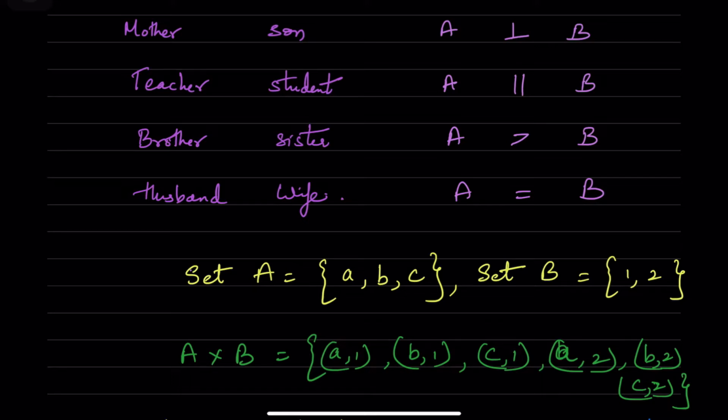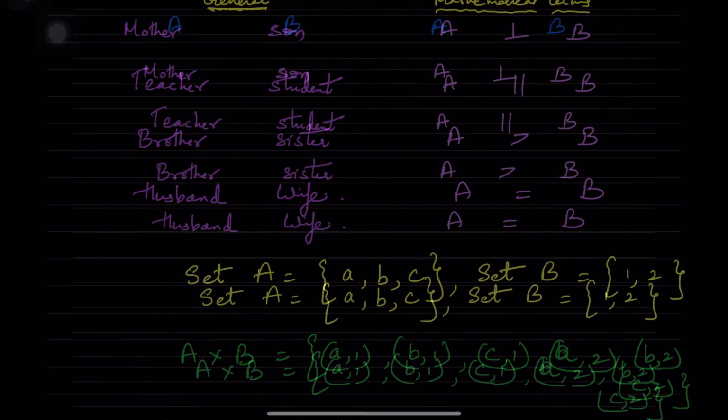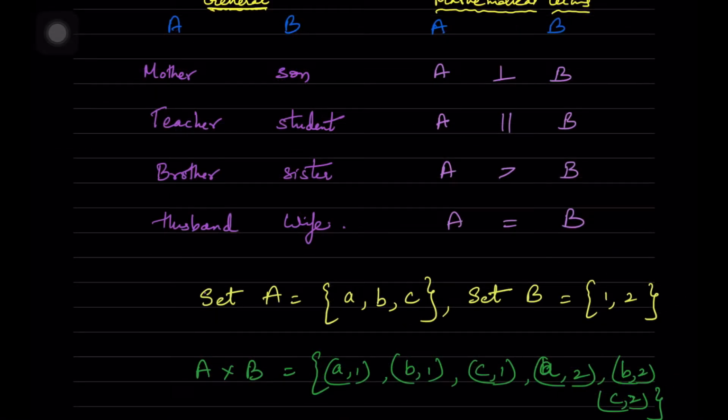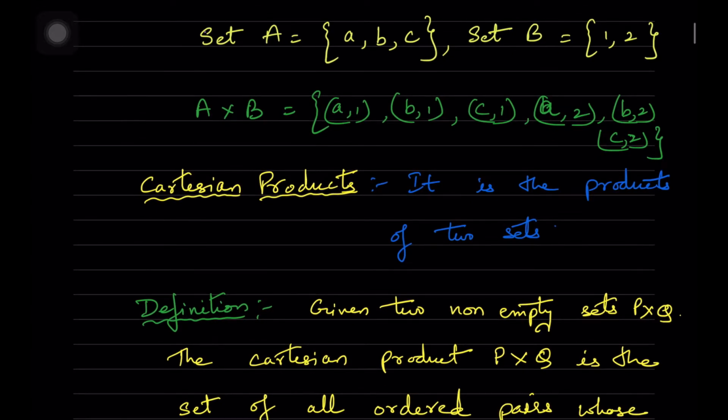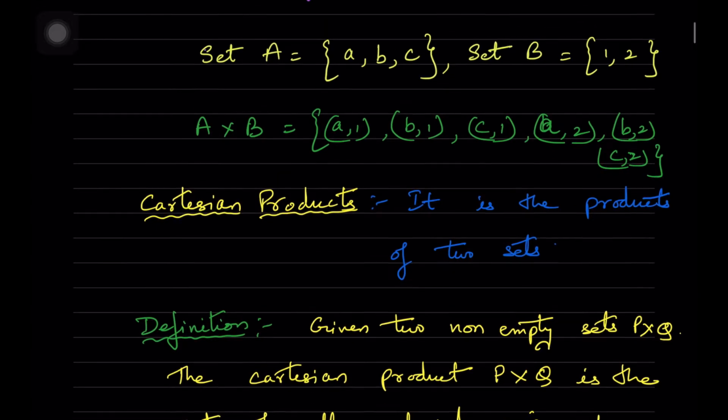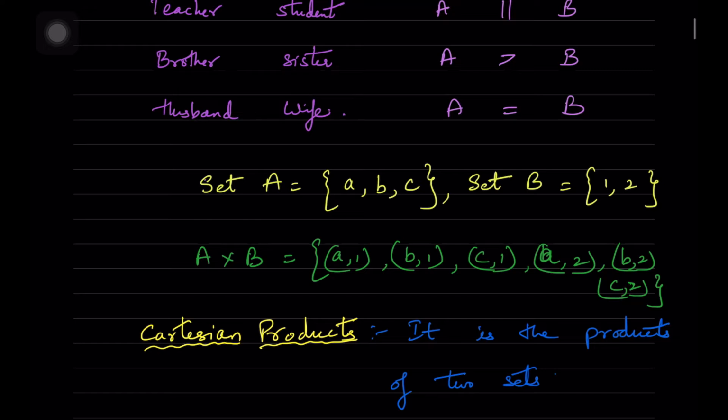Here the first element a is from set A, the second element is always from set B, that is 1. You can see that the first element b is from set A, 1 is from set B, again c is from set A, 1 is from set B. In the same way, (a,2), (b,2), (c,2). Now what is this? This is nothing but the Cartesian product. It is the product of two sets. We are taking set A and set B.